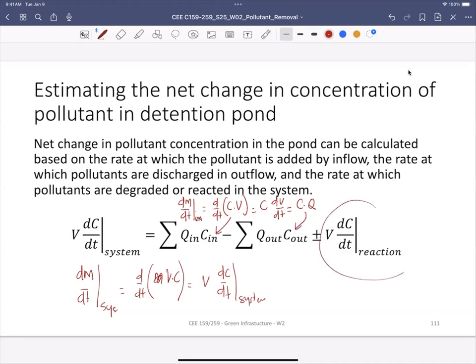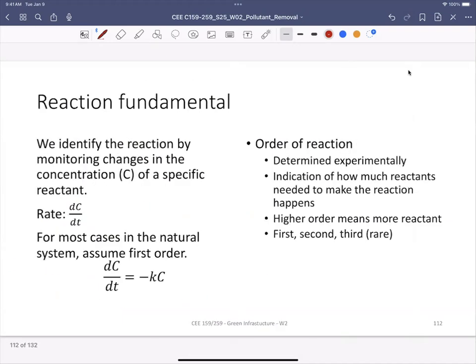Then all you have to do is solve for the reaction terms. If you know the reaction term, you'll be able to predict it. That reaction could be adsorption, settling, all that. We can assume that most of the time it is a first order reaction. That means the change in concentration over time because of reaction is proportional to minus kC, where k is the reaction rate constant. This is a first order reaction because it depends on just C to the power 1.